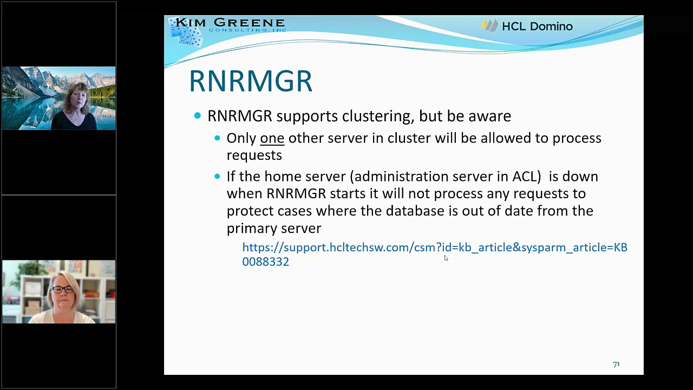And that's determined in the ACL. So the ACL is where you're going to have the administration server set. That's where R&R manager is going to run by default. So when we actually have a failover, our primary server goes down, the home server goes down, and then what ends up happening is R&R manager gets failed over to the secondary server.